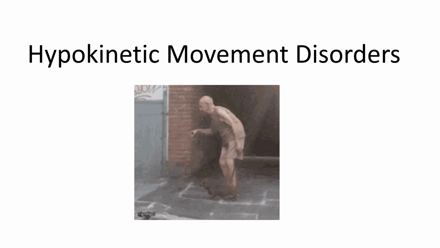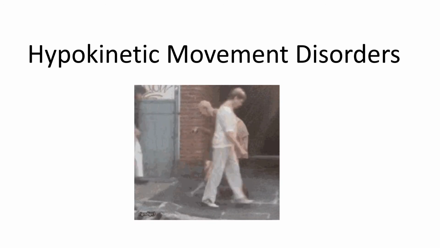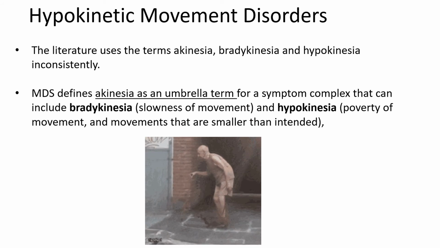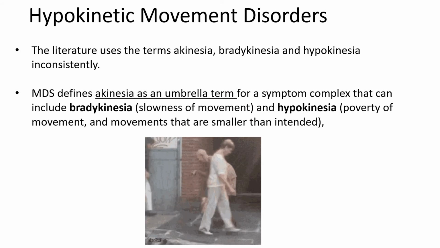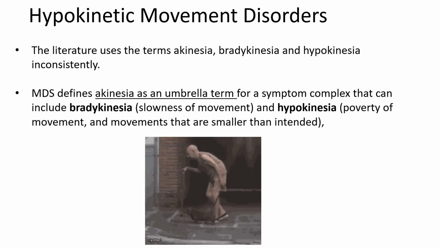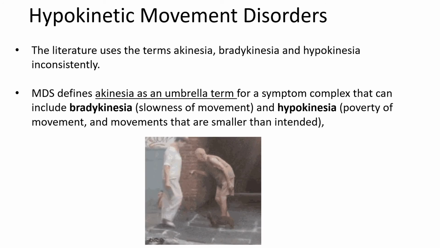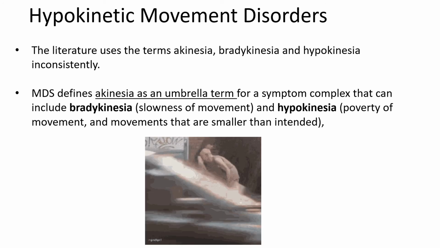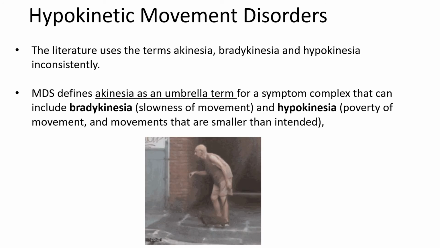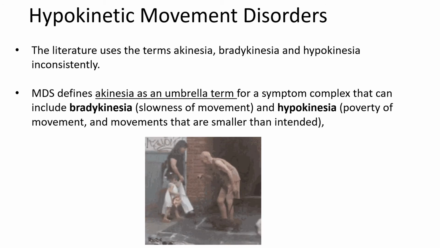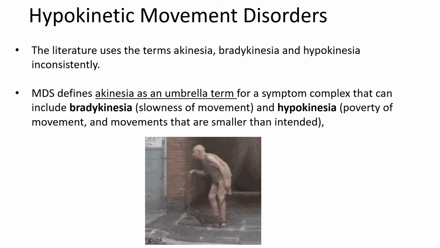Okay, so coming to hypokinetic movement disorders. The literature uses the terms akinesia, bradykinesia, and hypokinesia very inconsistently. The Movement Disorder Society defines akinesia as an umbrella term for the symptom complex that can include bradykinesia and hypokinesia. Bradykinesia is nothing but slowness of movement, while hypokinesia is a poverty of movement, that is, movements are smaller than they are intended to be.